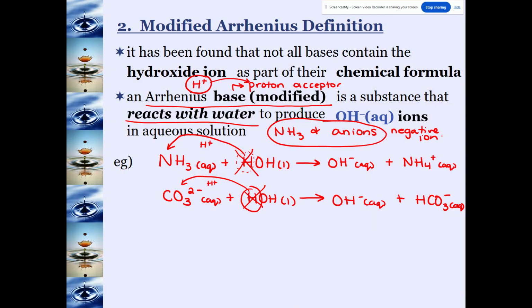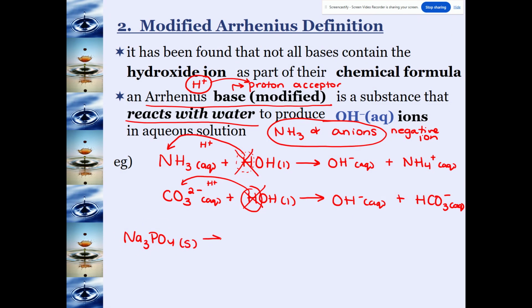So if I were to give you an ionic compound like, what's a good idea? Sodium phosphate. And I were to ask you, how is sodium phosphate slightly basic? Arrhenius bases, the modified ones, are only weak bases, so they're only slightly basic. So how can this act as a slightly basic compound?